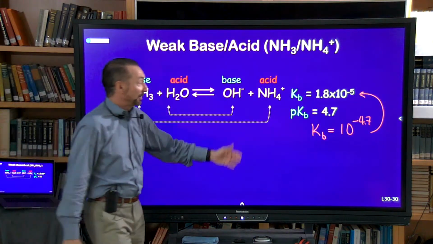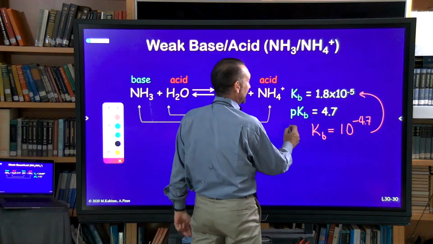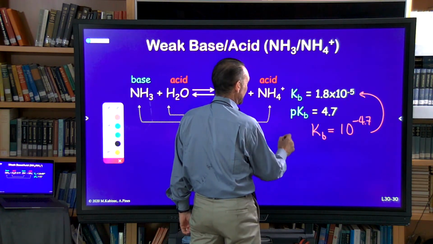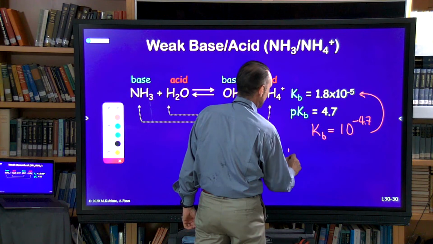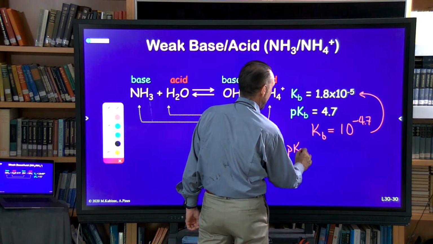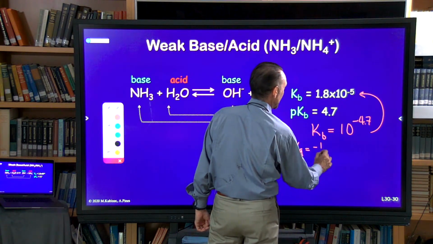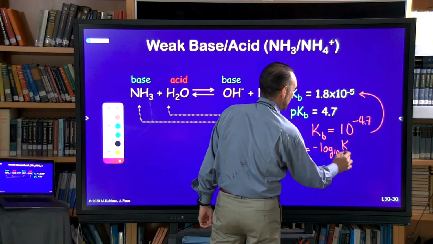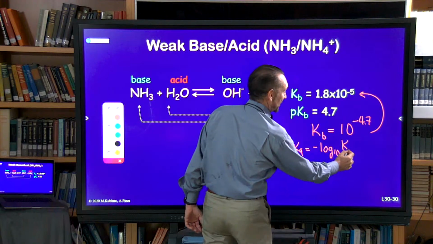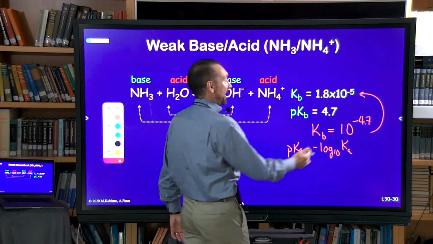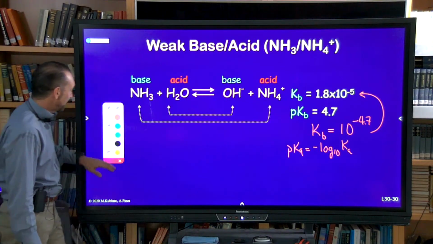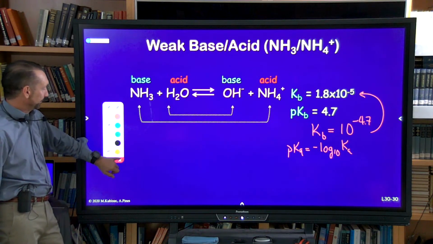So we're just going to play that same game. p is... pKa is minus log base 10 of Kb or Ka, whichever one we choose. And that's how we'll get these pKa and pKb numbers: pKa if it's an acid, pKb if it's a base.